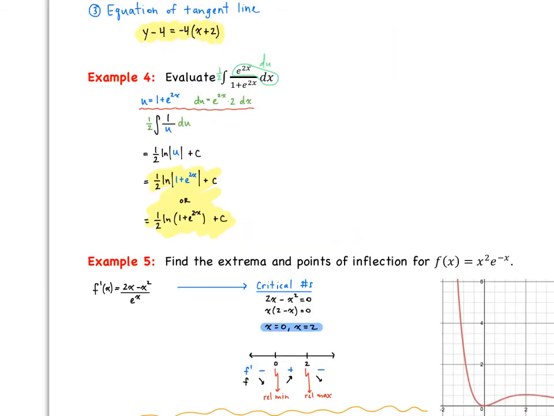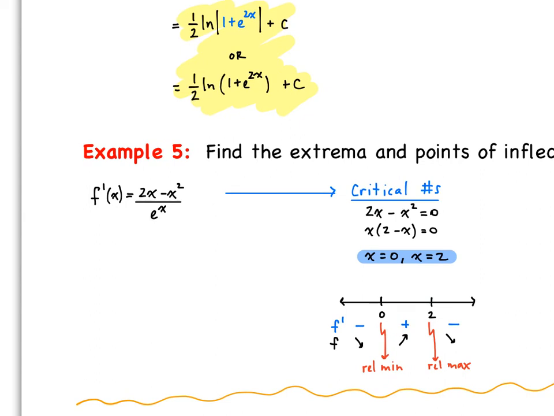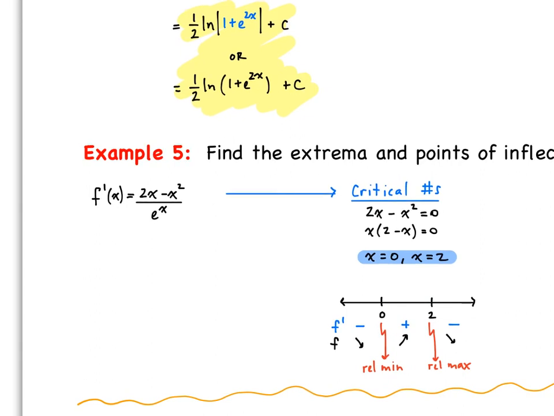This last example is just getting us back into talking about extrema and points of inflection. So if we're given our function f of x equals x squared times e to the -x, that was from our first example on the front of our notes, then if we want to find our relative extrema, we know we've got to go and find our critical numbers. So we already found the derivative in that previous example, all right?